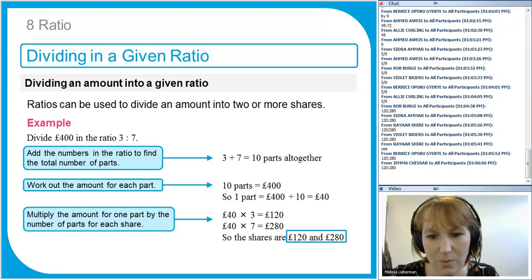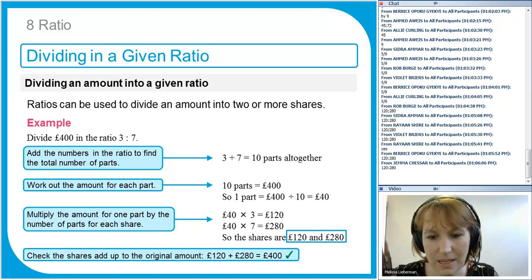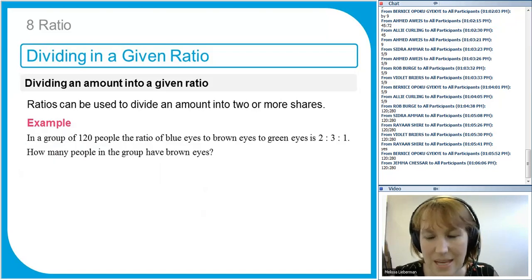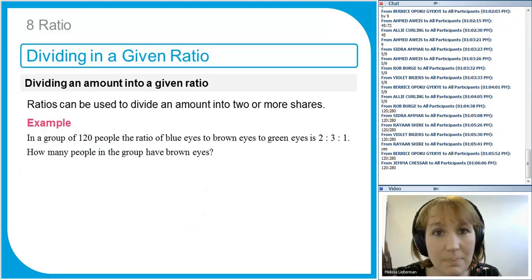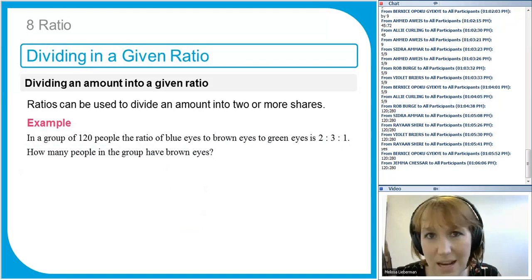So make sure that they do add up back to 400. Now here's an example where we've got a ratio with three different numbers in it, and that's fine. You can do that with ratio. There's no limit. It's not like a fraction where we just have one number above another. You can have several.